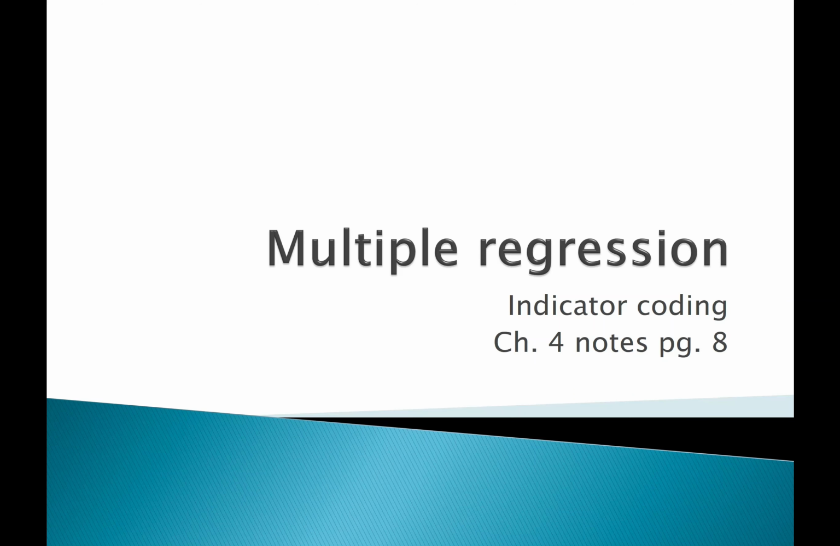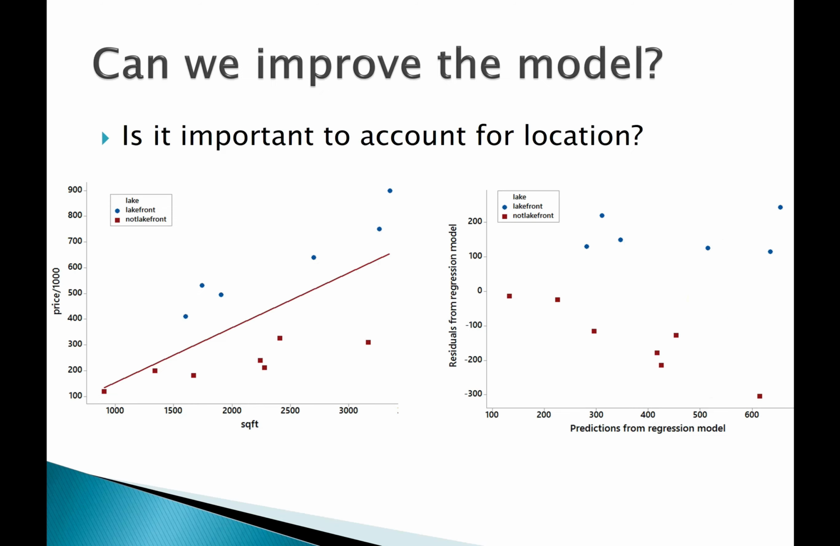To this point, we've been doing simple linear regression, which means that we only have one predictor that we're using to explain our response variable. Now we're going to start multiple regression, which just means that we have multiple predictors. And we're going to start with a special case where that second variable is an indicator variable. So it's a binary option. Here we're looking at lakefront houses and houses that are not on the lakefront.